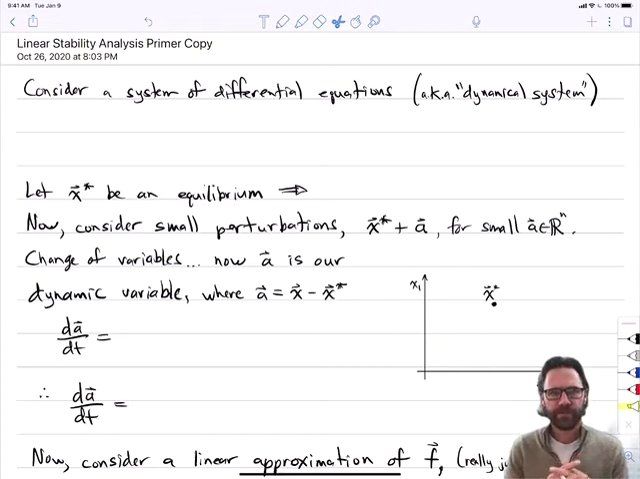I'd like to introduce to you the idea of linear stability analysis and take you through the theory just quickly, and then do a couple examples and then show you some code. So let's start out with a dynamical system.